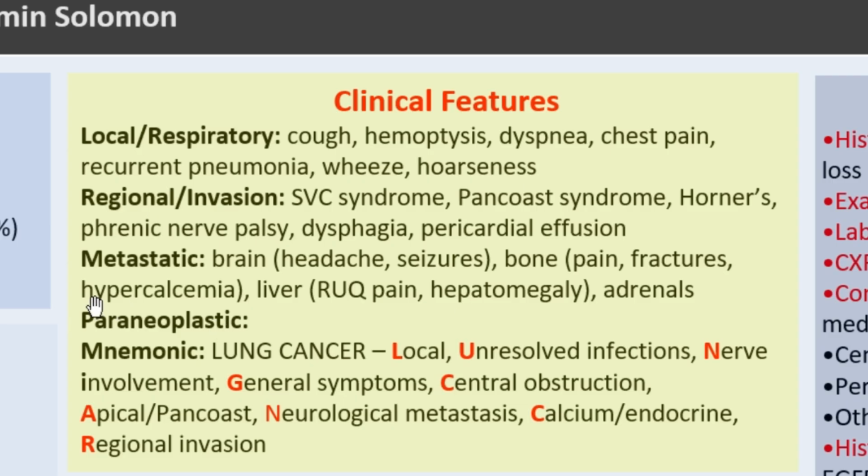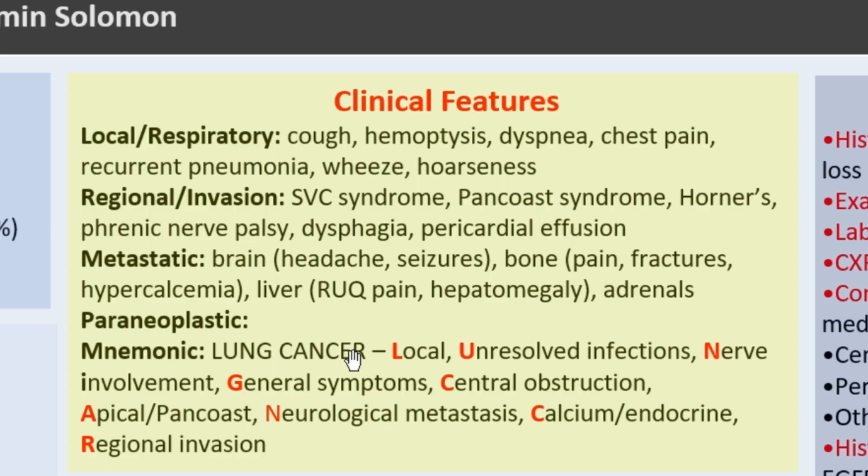Then we have hypercalcemia, which is due to a number of reasons, which could be due to production of parathyroid hormone releasing peptide, which is a paraneoplastic thing, or it can be due to the breakdown of these bones too. Then we have the liver, where we shall have things like hepatomegaly and right upper quadrant pain, as well as the adrenals. Then the paraneoplastic syndrome, which I'm going to explain, as well as a mnemonic that we can use to remember the common features of lung cancer.